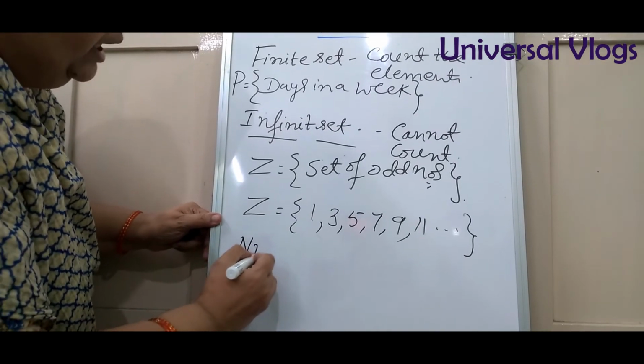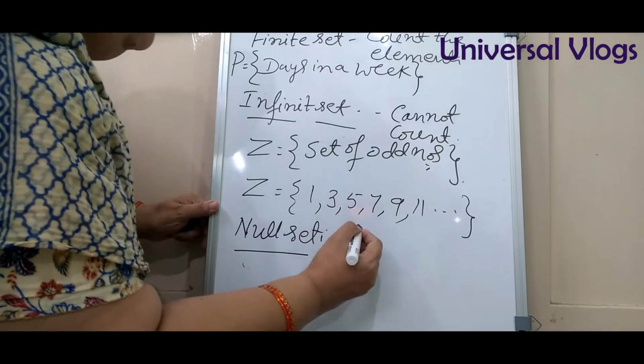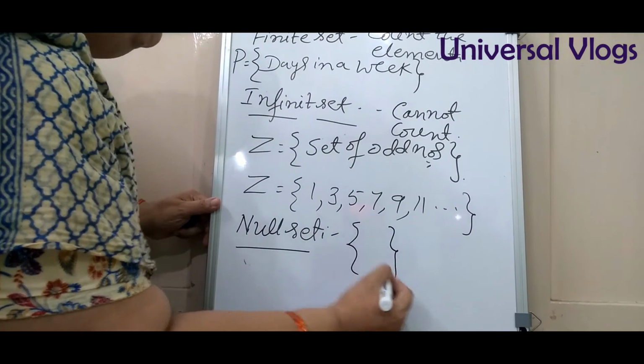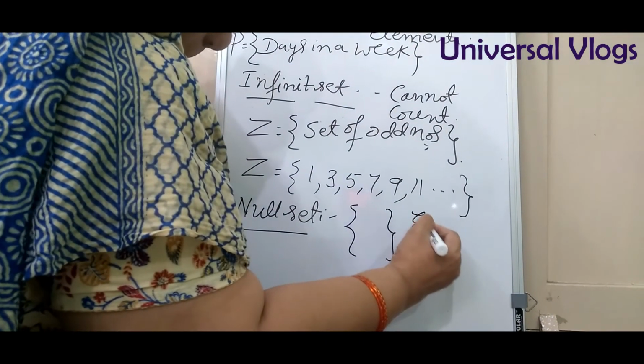And next will be the null set. In the null set, there will be no elements at all. It will be an empty set. We also call it an empty set. Null set or an empty set.